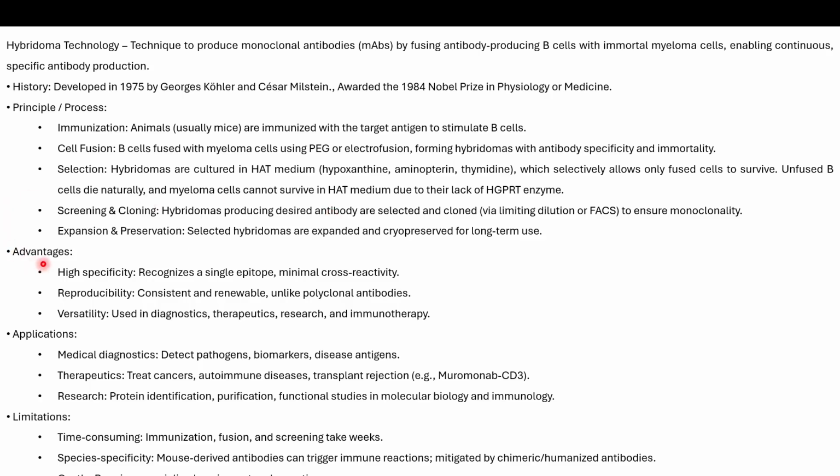So what is the advantage? High specificity, definitely, because it recognizes a single epitope and there's minimal cross-reactivity. Reproducibility: it is consistent and renewable unlike polyclonal antibodies. Versatility: used in diagnostics, therapeutics, research, and immunotherapy.